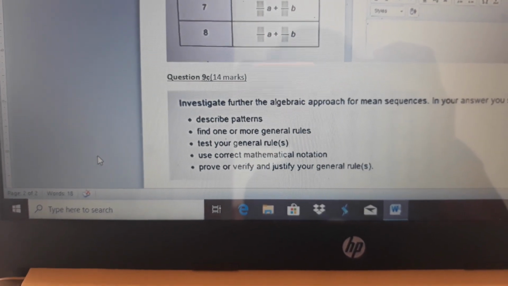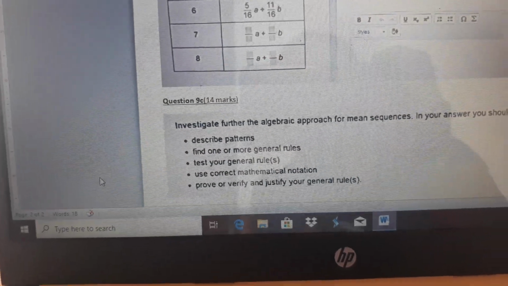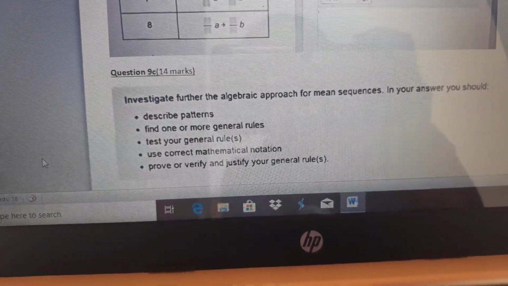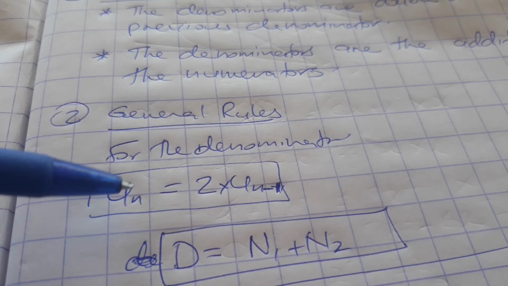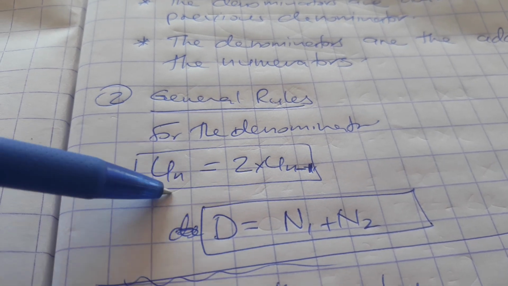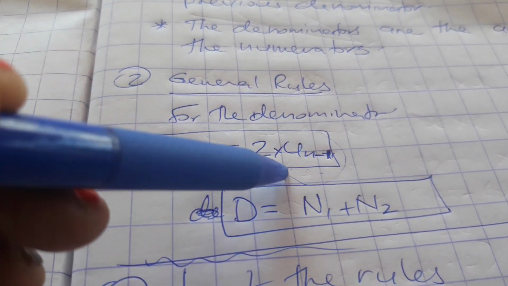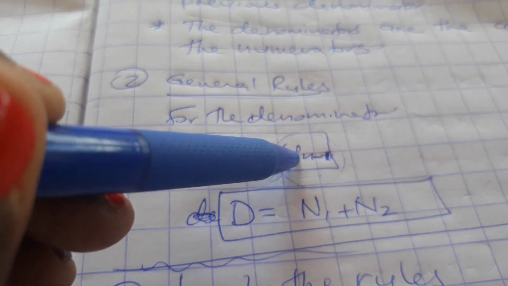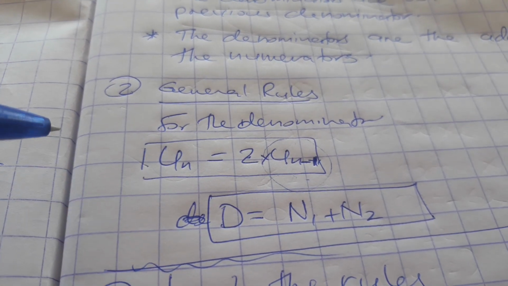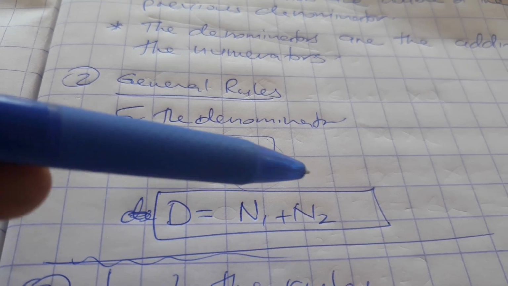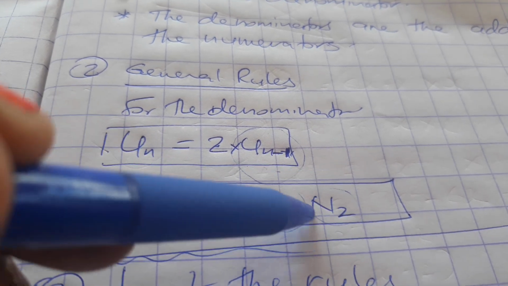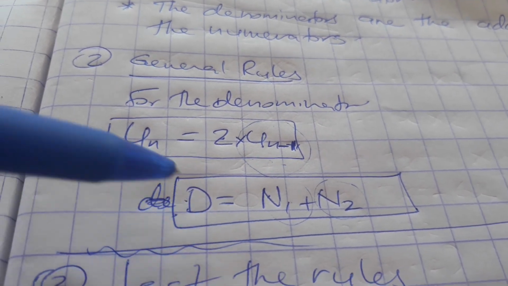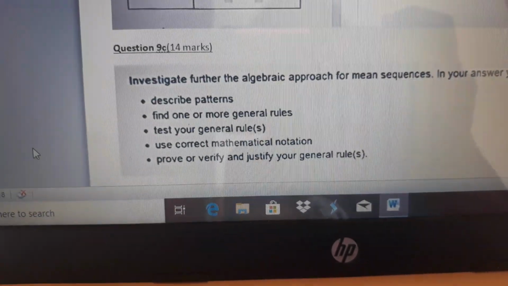Okay. Point number 2, it says find one or more general rules. When it says one or more, it's good to be on the safe side to find 2 or more. So I'll just stick to 2 for this one. So Un equals 2 times Un minus 1. Un is always your next term. Un minus 1 is the previous term. So 2 times the previous term. That was one of my rules that I found. And I'm just using the abbreviations that are there. The denominator is equal to the addition of the two numerators, n1 plus n2, giving me the denominator. Okay, so you must use the correct mathematical notation.